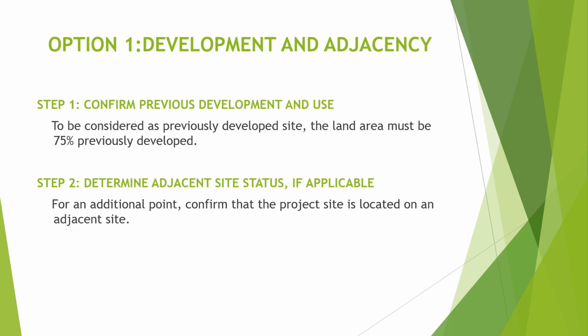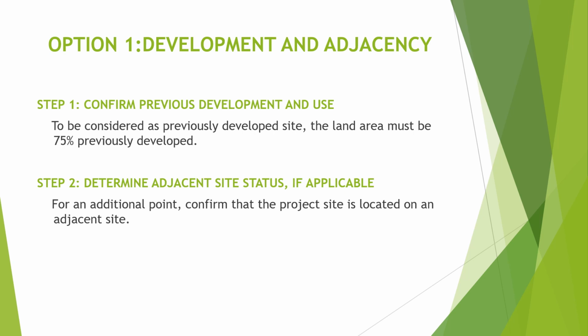Option 1 is development and adjacency. The first step is to confirm previous development and use of the site. Indicate the previous development on the map of the site and calculate the percentage of the site that was previously developed. Note that the land should be 75% previously developed to be considered a previously developed site.